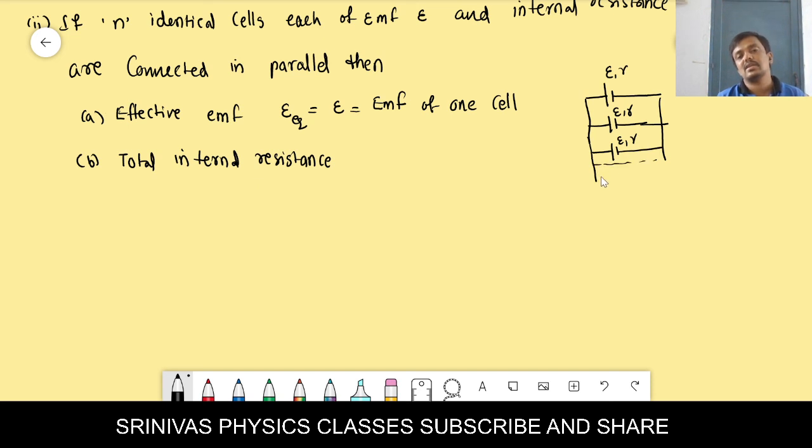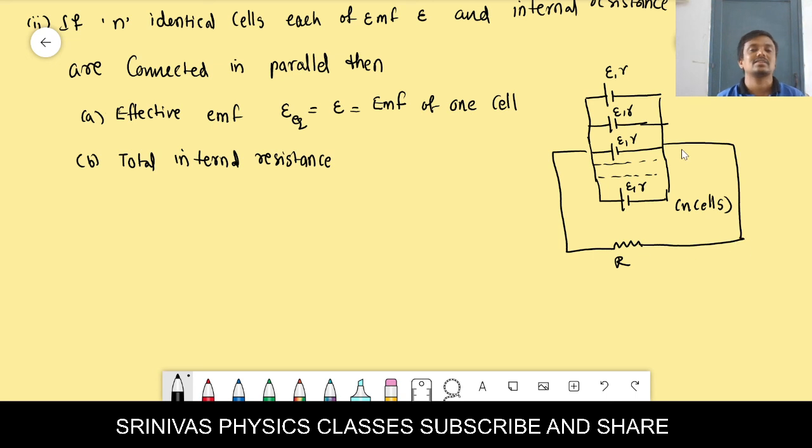Like this, how many cells are connected in parallel? All are identical. N cells connected in parallel. Their combination we can connect to some external resistance also. After connecting, that combination is connected to external resistance capital R. Then I want the total EMF. I am telling that the total EMF is equal to the EMF of only one cell.